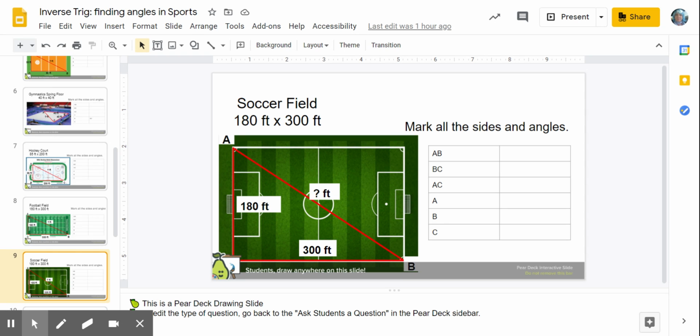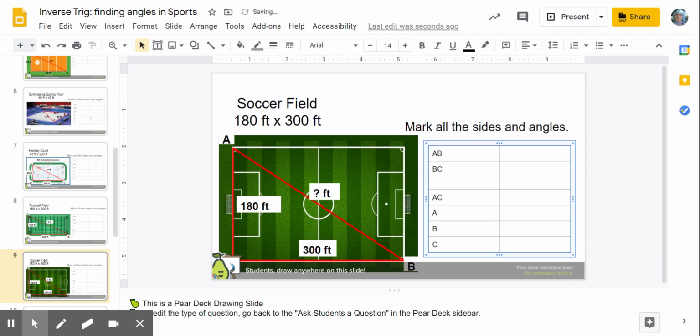So what do I do with the soccer field? Where are we going to start? This side, okay. So AC is, oop, I need a pen. AC is 180. And BC is 300. What'd you get for AB? 349.8.